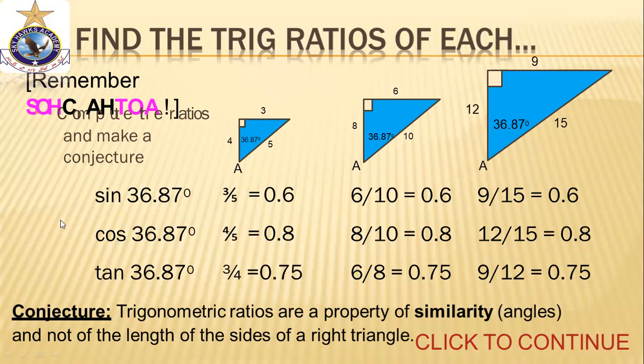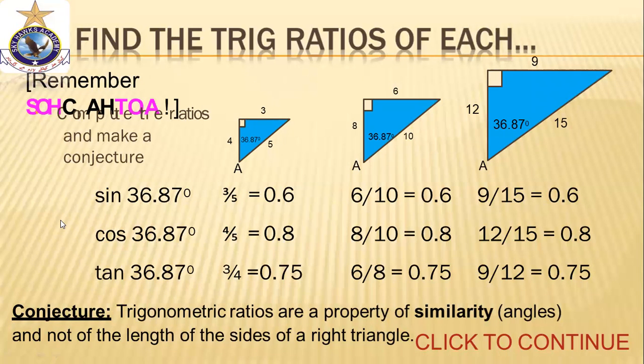The sides all change by the same amount, so it doesn't matter when you divide them. They all simplify out to be one thing. So we will have to make the conclusion: the trigonometric ratio depends upon the angles.